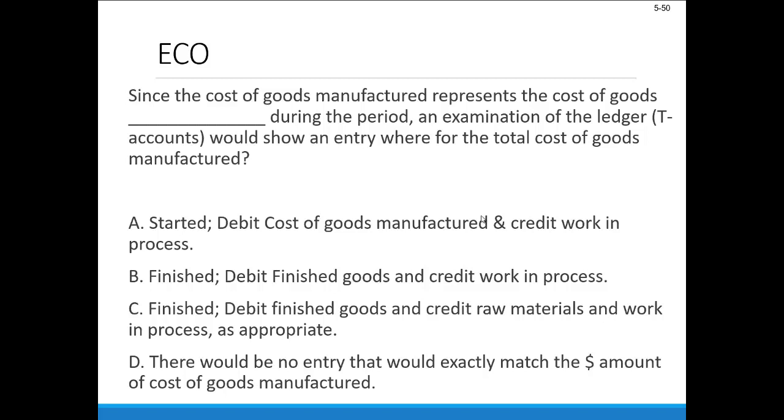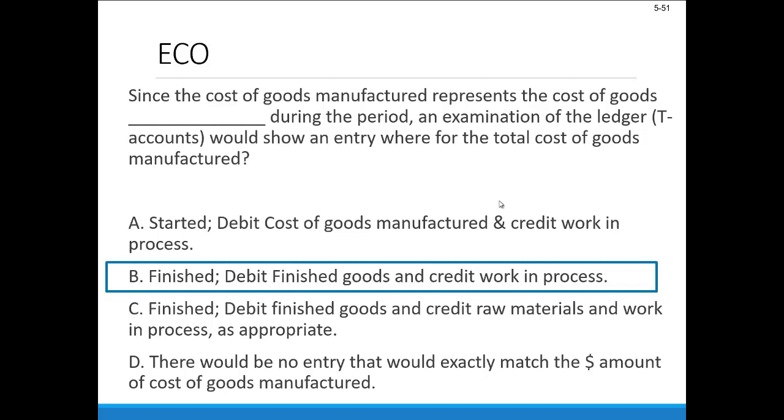Okay, so since the cost of goods manufactured represents the cost of goods blank during the period, an examination of the ledger, the T accounts, would show an entry where for the total cost of goods manufactured. Look at these answers, think through them for a second, pause the video here, and then I'll have the answer right after your jump.